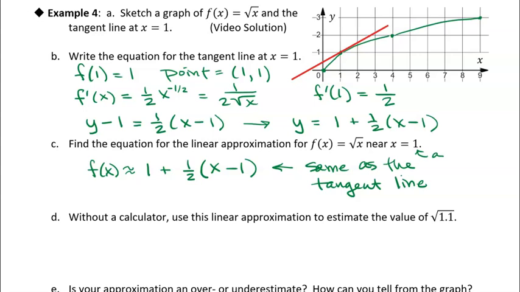So all I need to do now is just substitute x equals 1.1, and I'll get an approximation for the square root of 1.1, right? Because my polynomial is approximating the square root function. So I'm just going to take 1 plus 1/2 times 1.1 minus 1. So that's 1 plus 1/2 times a tenth, because 0.1 is a tenth, so that's 1/20th.